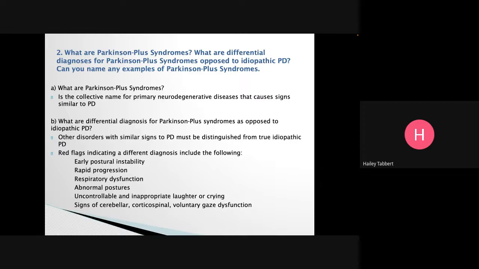So the differential diagnosis essentially means that we need to distinguish other disorders from true Parkinson's disease. We need to make sure that this is not actually Parkinson's, it's just something else that has very similar symptoms. Red flags that indicate a differential diagnosis include early postural instability, very rapid progression, respiratory dysfunction, abnormal postures, uncontrollable, inappropriate laughter or crying, and then any signs of cerebellar, corticospinal, or gaze dysfunction.